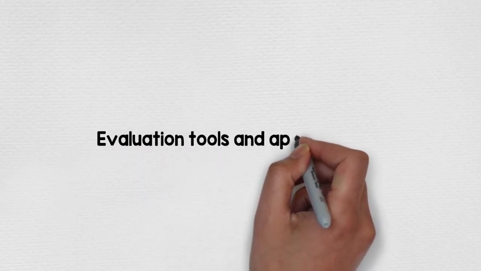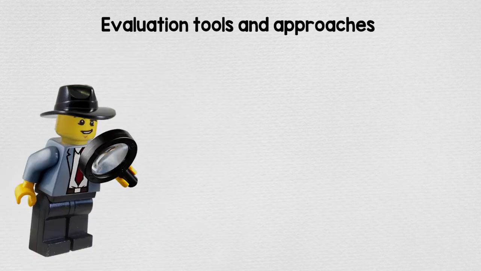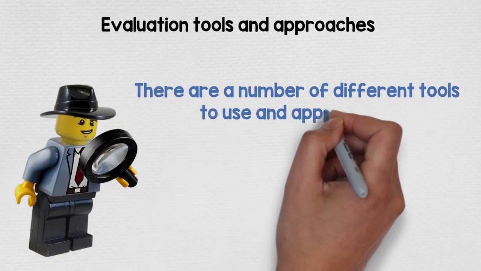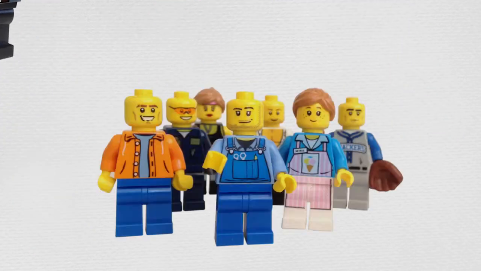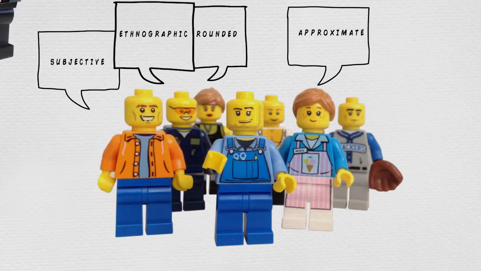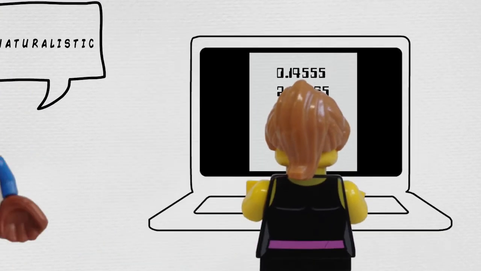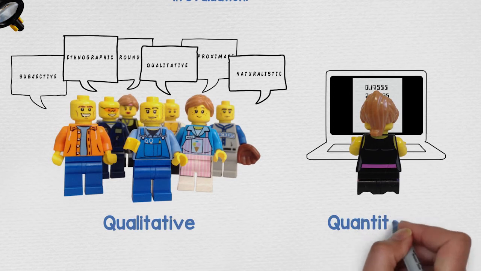In this video, we'll be looking at a range of evaluation tools and approaches. There are a number of different tools to use and approaches to take in evaluation. Broadly speaking, approaches to evaluation fall into two main categories, qualitative and quantitative. You may be familiar with these terms in relation to research, where they describe different methodologies or approaches.